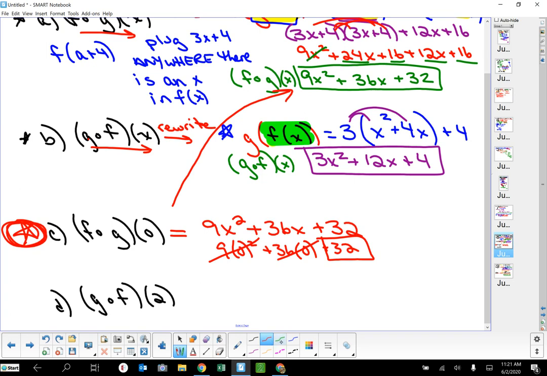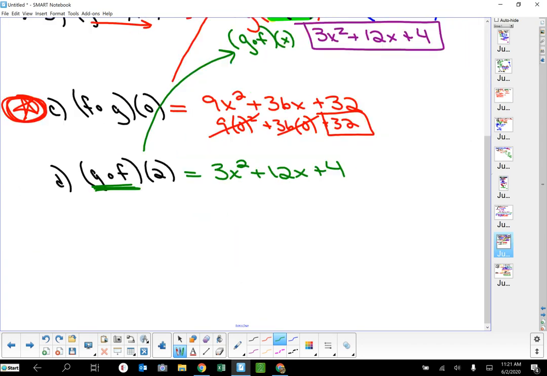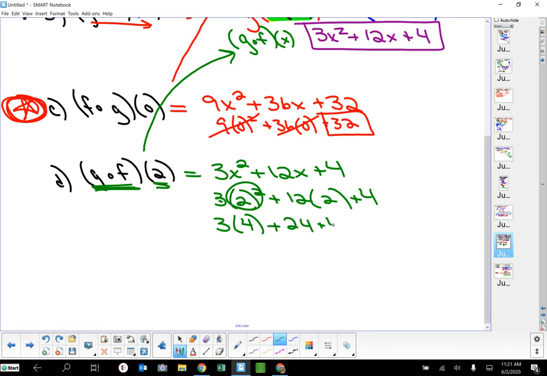Then g of f. Again, I already have g of f. It's right here. So I'm just going to bring it down. 3x squared plus 12x plus 4. Now I'm going to plug in a 2 anywhere there's an x. So 3 times 2 squared plus 12 times 2 plus 4. This is 3 times 4, not 6 squared, right? Exponents before multiplication. 12 times 2 is 24 plus 4.